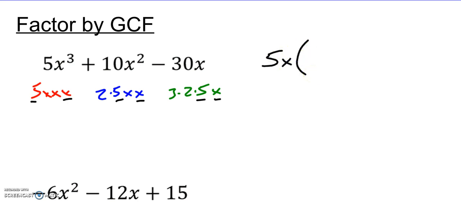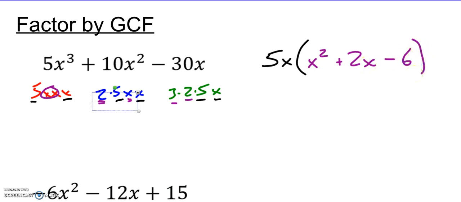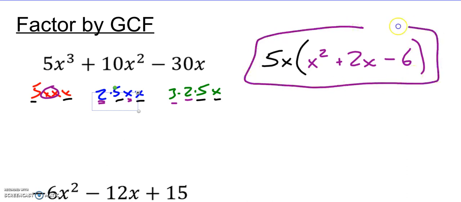We're dividing that out of each term, and then what's left over is all the stuff that we didn't use. So for instance, here we did not use x times x, so that's x squared. And on this one, we did not use the 2 and the x, so that's plus 2x. On this one, we didn't use the 3 and the 2, so we'll times those. And since it was a minus, we get that. So this is our factored answer.